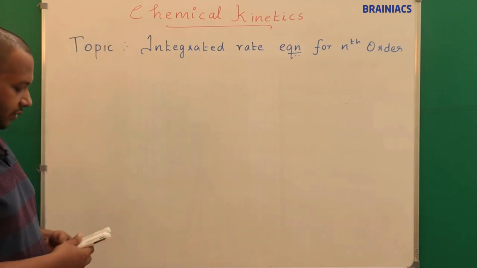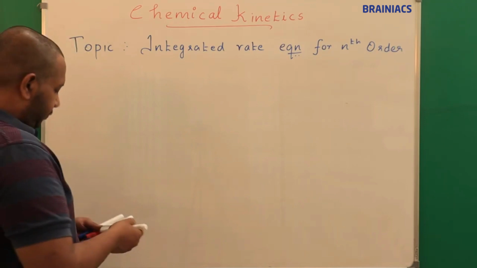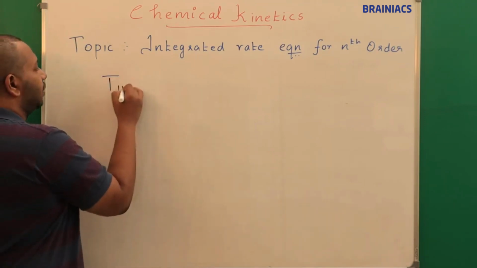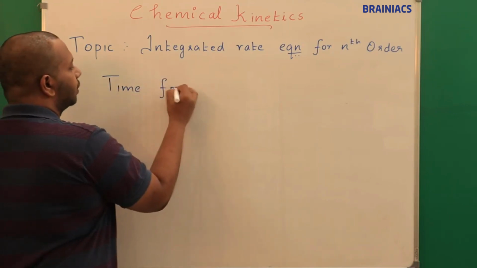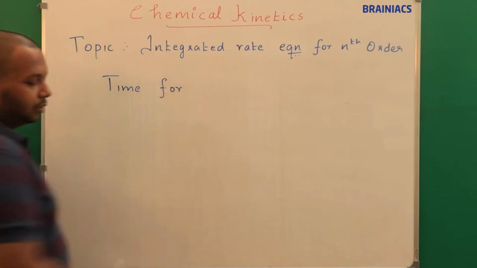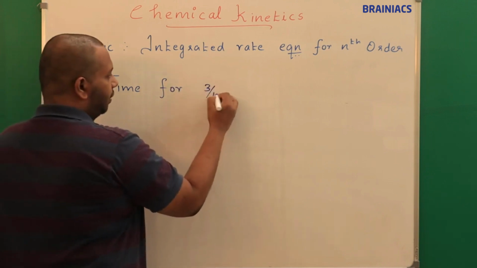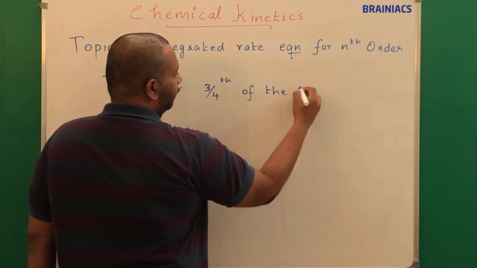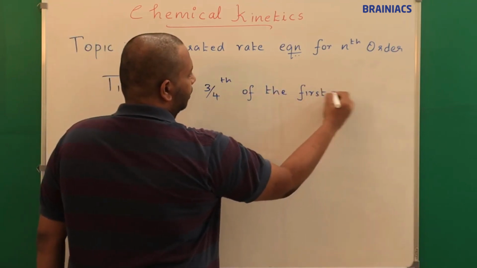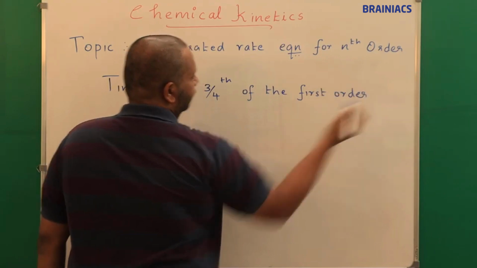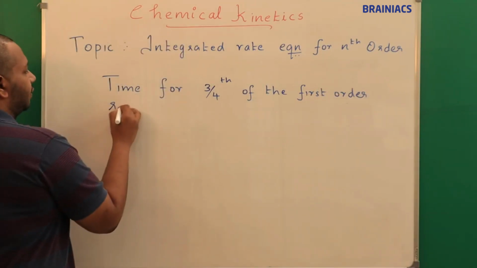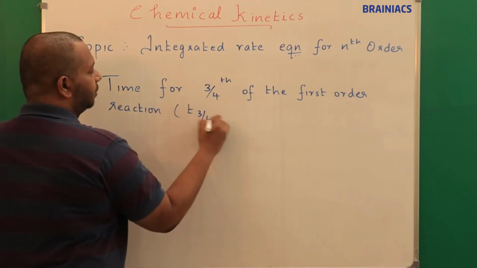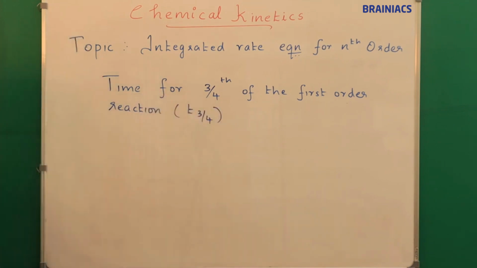Fine. So the next heading is time for 3/4 of the first order reaction. All of this I am explaining for a first order reaction. In brackets we can say t 3/4, the time taken for 3/4 of the reaction to complete.